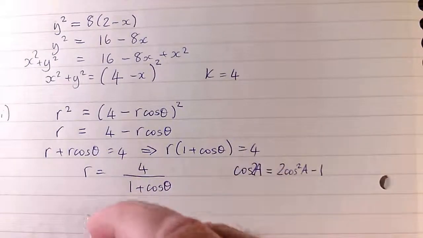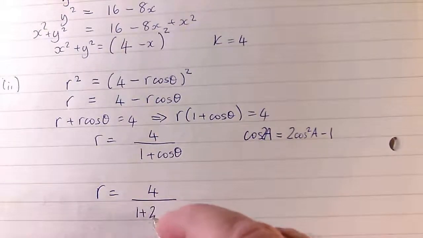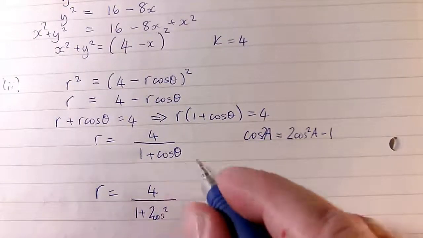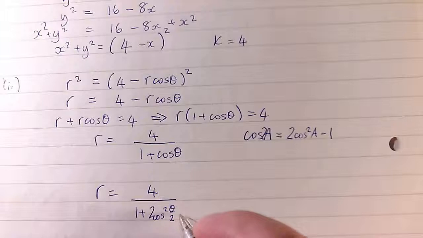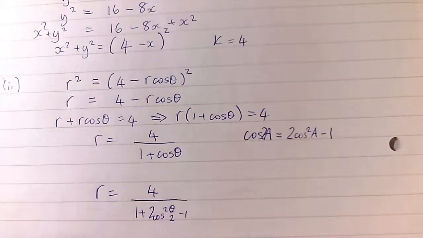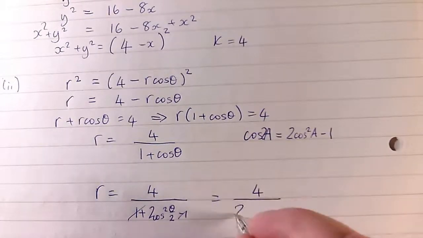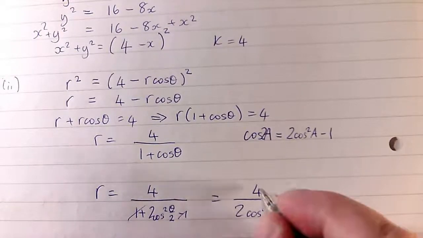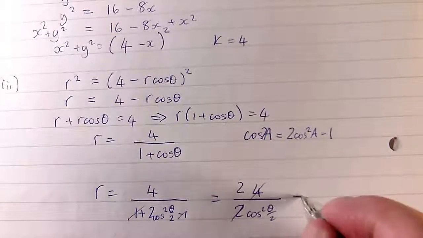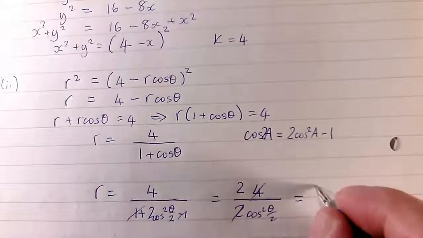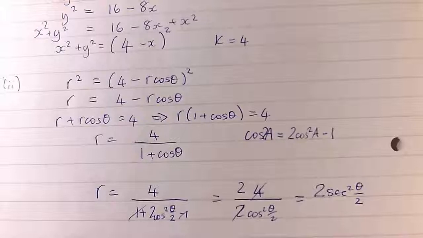So this is going to equal, r is going to equal 4 over 1 plus 2 cos squared of, well, theta is my 2a, so my a here is going to be theta over 2, okay, minus 1. All right, so the 1 and the minus 1 are going to cancel, so I'm going to get 4 over 2 cos squared of theta by 2, and I'm going to have some cancellation here, 2 over cos squared of half theta, but 1 over cos squared is sec squared, so this is 2 sec squared of theta by 2 as required. So that's the next 4 marks.